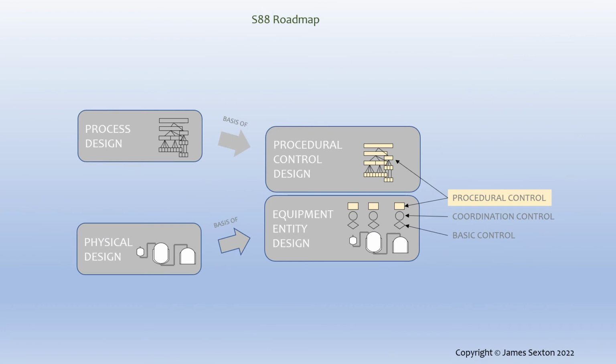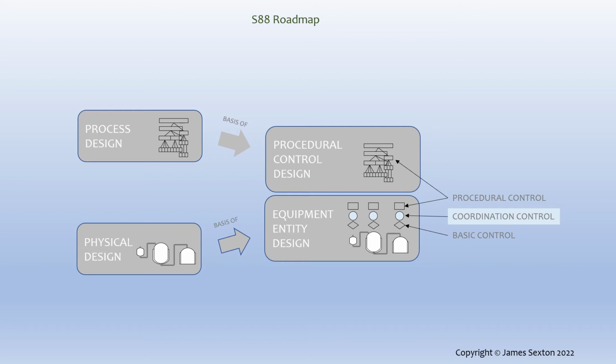So, to recap, in general, procedural control is process-orientated, adaptable with process parameters, and handles all procedural control commands. The last type of control on our equipment entity model is coordination control. Coordination control is equally important, but it is a little bit trickier to pin down.